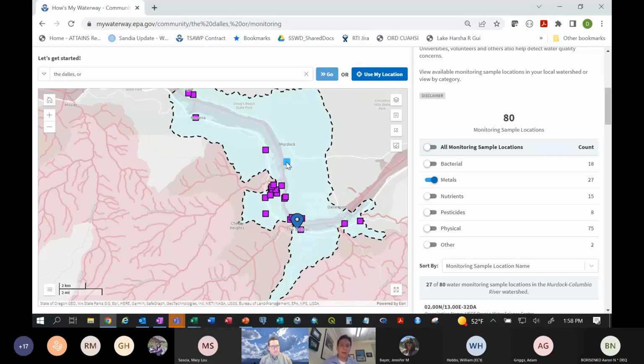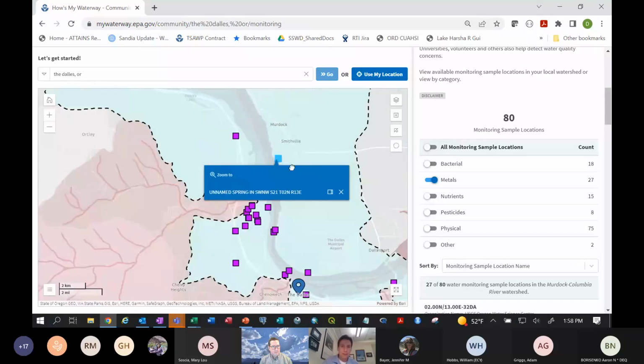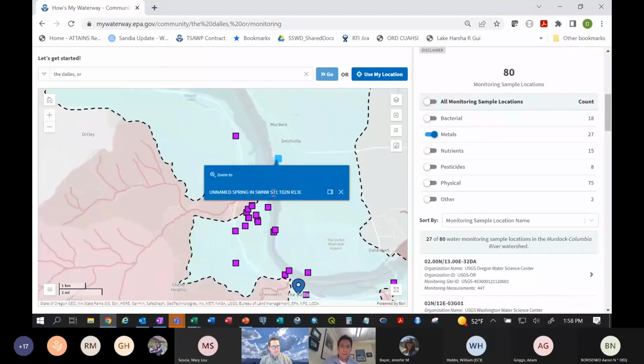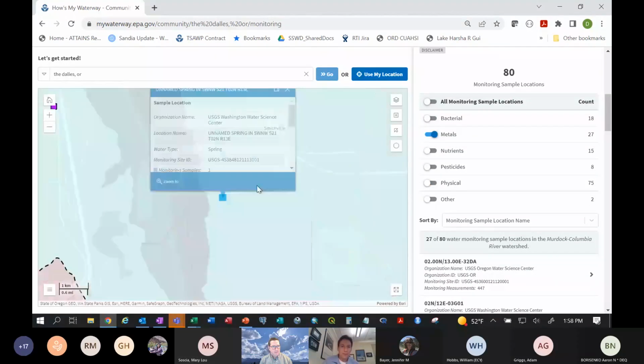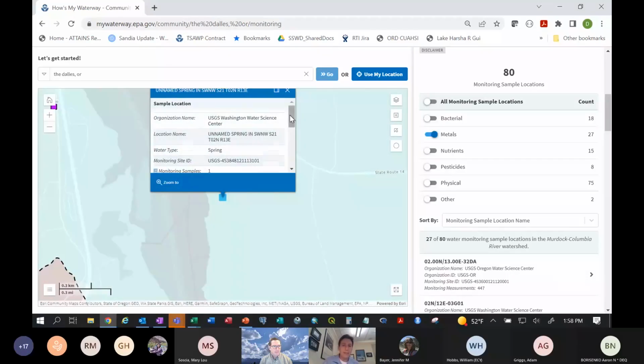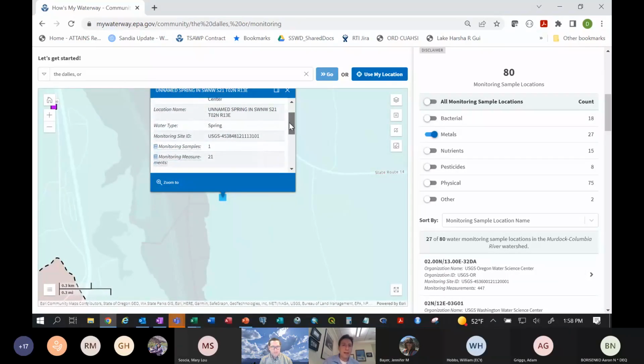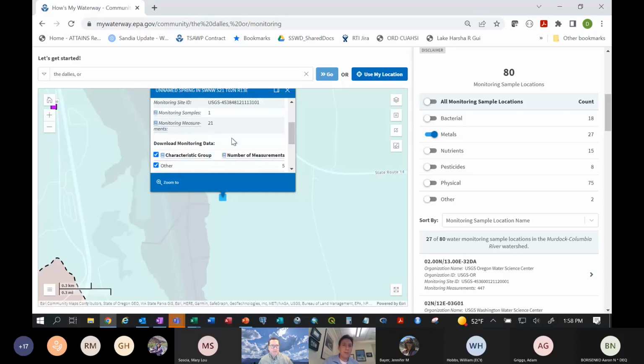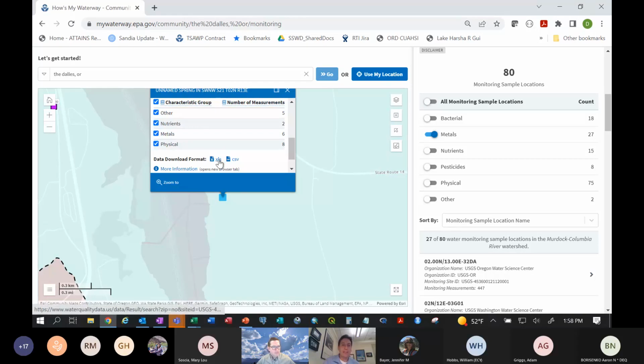And again, just to show you the power of the water quality portal, I can click on any of these. There we go. Just took it a second. And it's going to give me that site. And I'm going to get how many samples are taken there, how many results. And then I can see what types of data are there. And I can actually download that data as an Excel file.